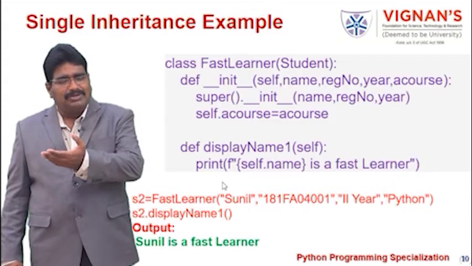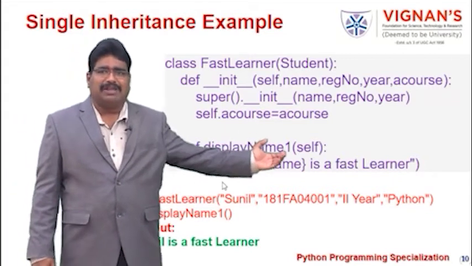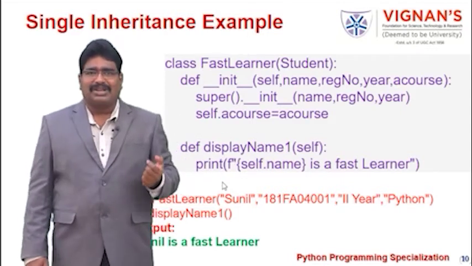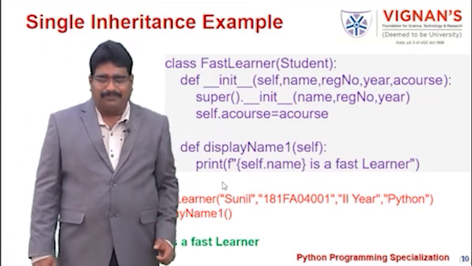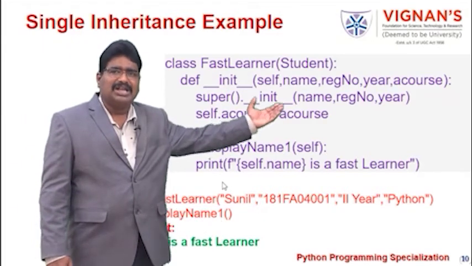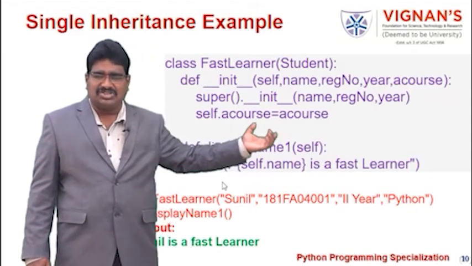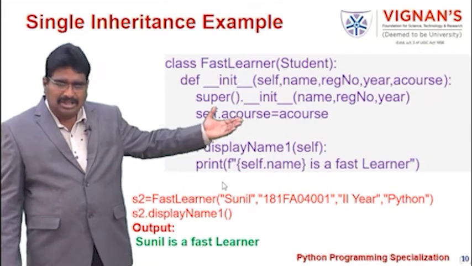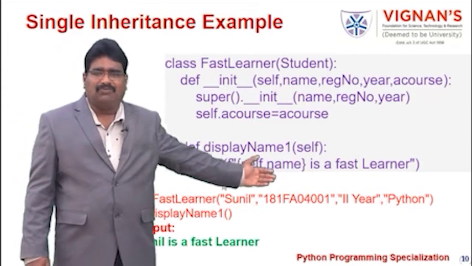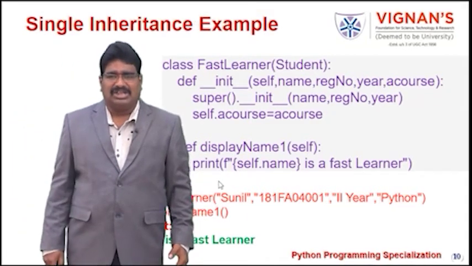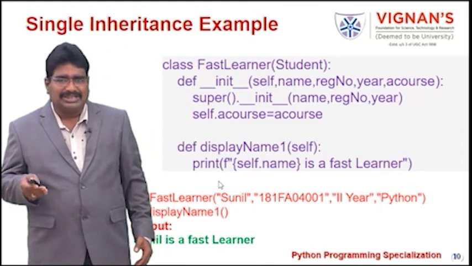In display name it simply displays the name. For example, in this example we use S2.display_name, it simply displays Sunil. But our requirement is 'Sunil is a fast learner'. For that reason we define the method display name 1. In that one it displays the name of the student followed by 'is a fast learner', a constant string. Here the name of the student is Sunil. For that reason whenever we call S2.display_name1, it displays that Sunil is a fast learner. I hope you understand how to define and use single inheritance.